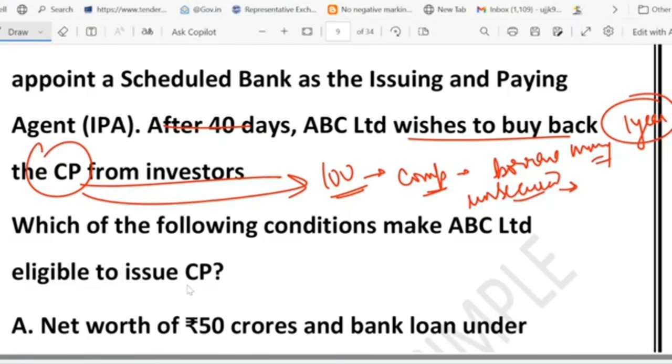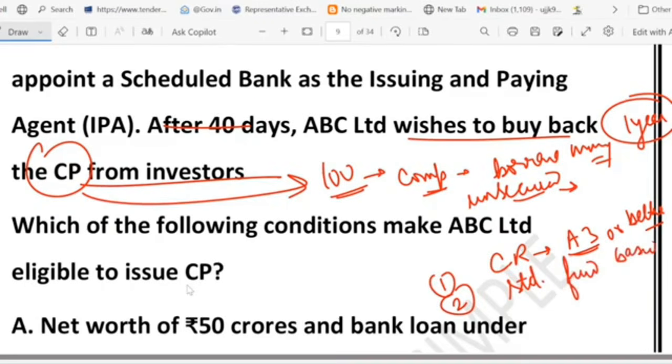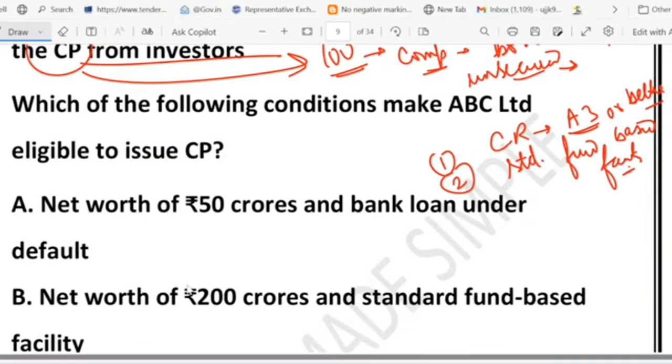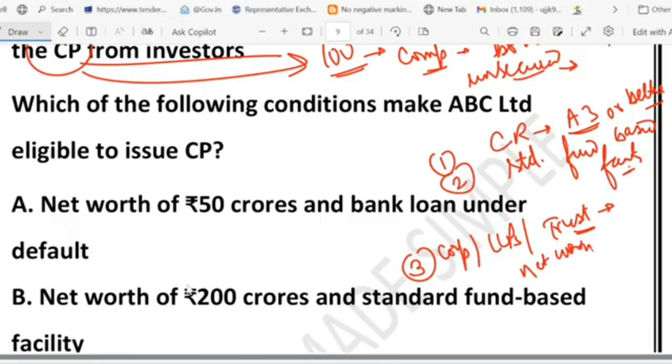There are some eligibility criteria. First, minimum credit rating is A3 or better. Second, they must have a standard fund-based facility from a bank. This is very much required. And the third point is, whether it is a corporate, an LLP, or a trust, the net worth must be 100 crore or more. So these are the three conditions which make ABC Limited eligible to issue CP.